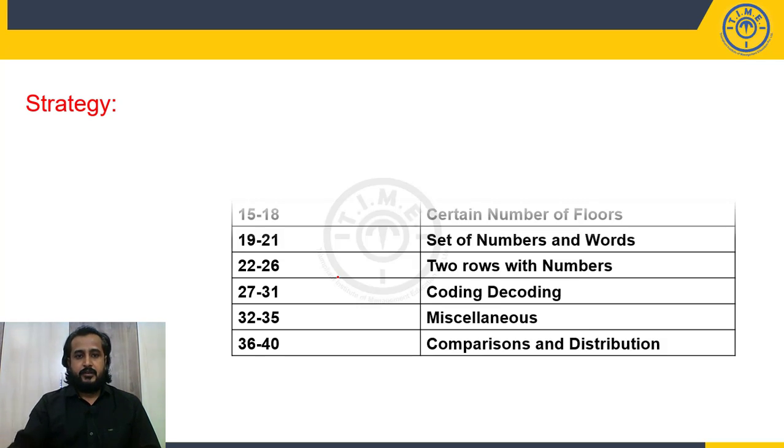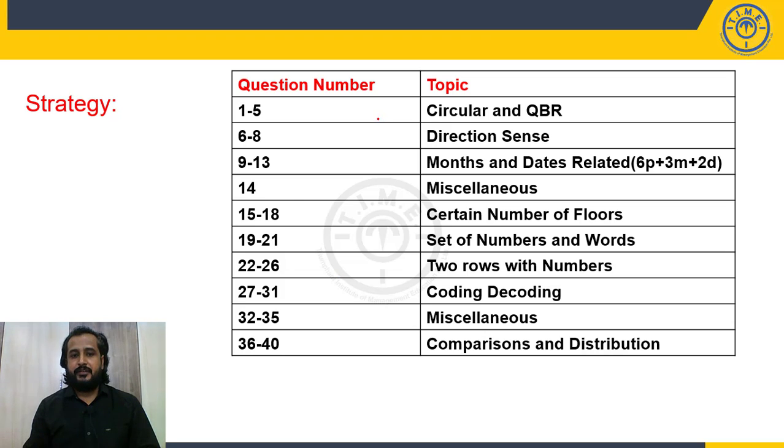Now, these are the different areas that we have in this paper, MT2042061. First 5 questions are circular arrangement in combination with some values, QBR. And 6 to 8 we have direction sense questions. And 9 to 13, months and dates related. 6 persons are given, 3 months and 2 dates. And the 14th question is miscellaneous.